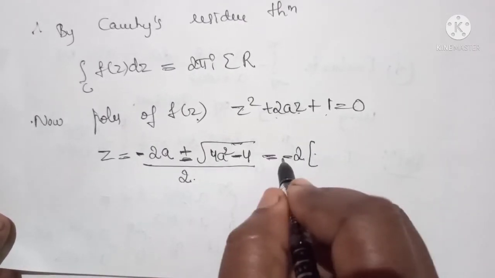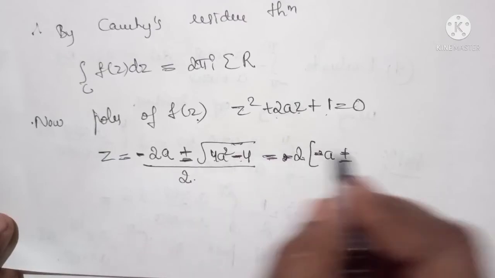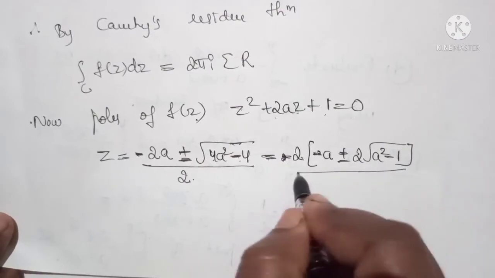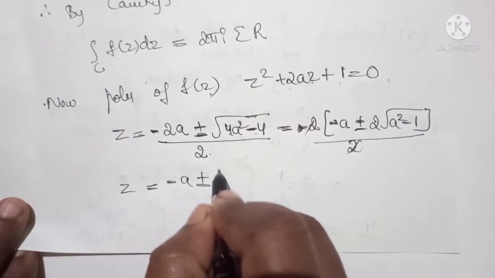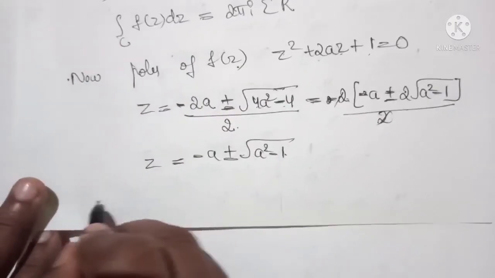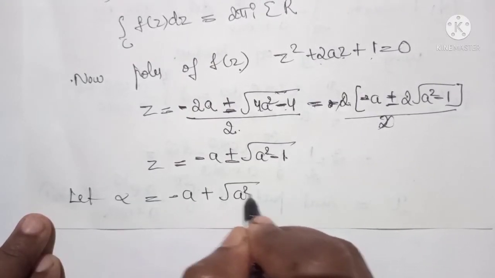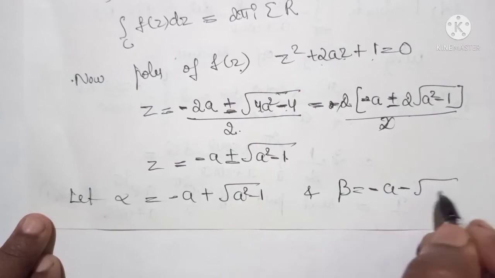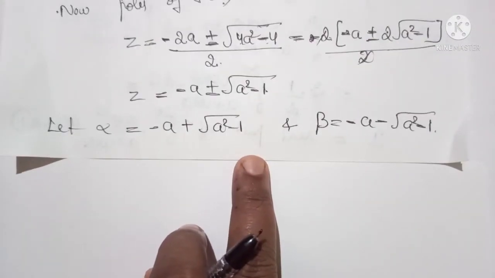Taking the 2 outside, we get −a ± and 4 can be taken outside, we get 2√(a² − 1) divided by 2. The 2 gets cancelled. Thus z = −a ± √(a² − 1). So let α = −a + √(a² − 1) and β = −a − √(a² − 1). Now we check whether these two poles lie inside C or not.